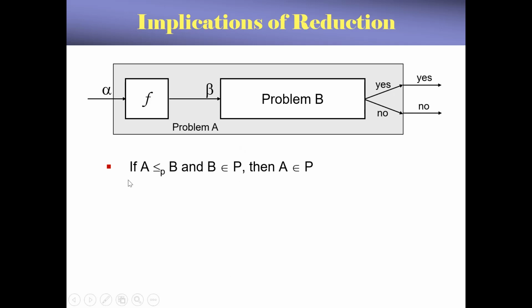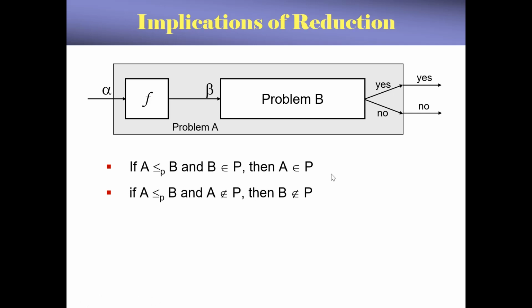It says if A is polynomially reducible to B and B belongs to P, then of course A belongs to P. You see, A is easier than B, and B is easy, it is belonging to P. Therefore, A must also be belonging to P.